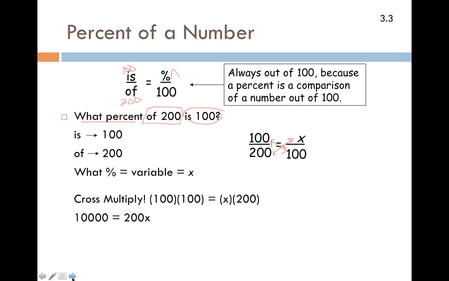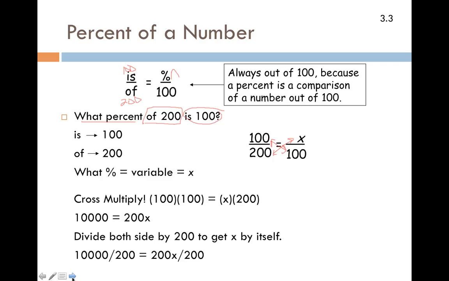Okay, so when we go 100 times 100, that's going to give us 10,000. And then 200 times x, it's going to give us 200x. From here, we'll divide both sides by 200. Okay, and then that'll give us 50. And so our correct answer is 50%.